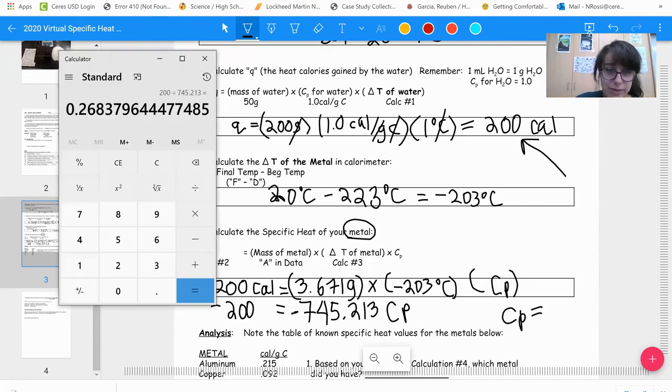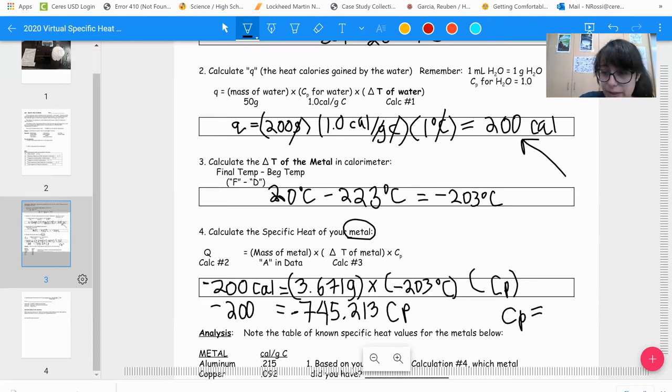let's see what that was again, 0.27. So we'll just go ahead and round 0.27. And our units for this are going to be, so this is in calories. This is grams times Celsius. So 0.27 calories divided by grams times Celsius.